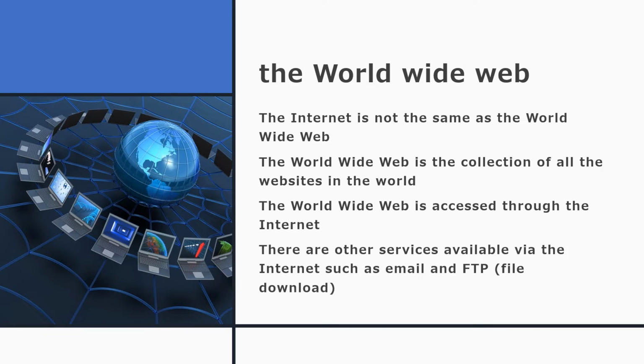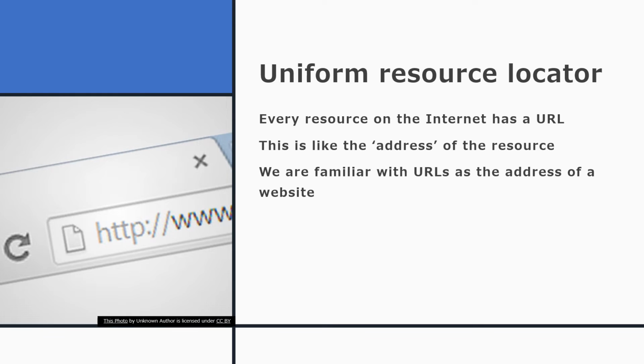The World Wide Web is not the same thing as the internet. The World Wide Web is all the websites in the world. The internet dates back to the 1960s, whereas the World Wide Web was created at the very end of the 80s, beginning of the 90s. But we can look at websites by using the internet, by using internet protocols. So many people use the two terms interchangeably.